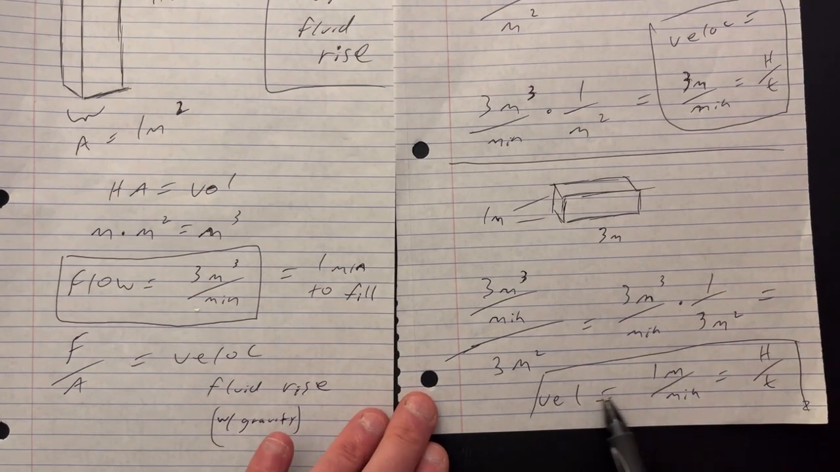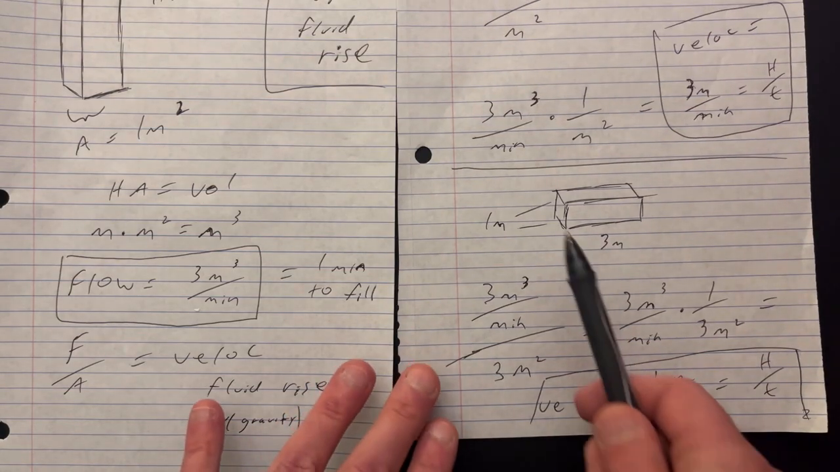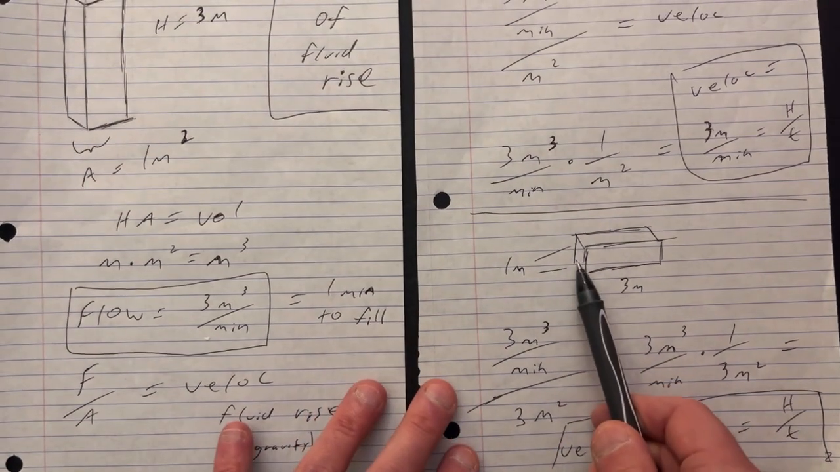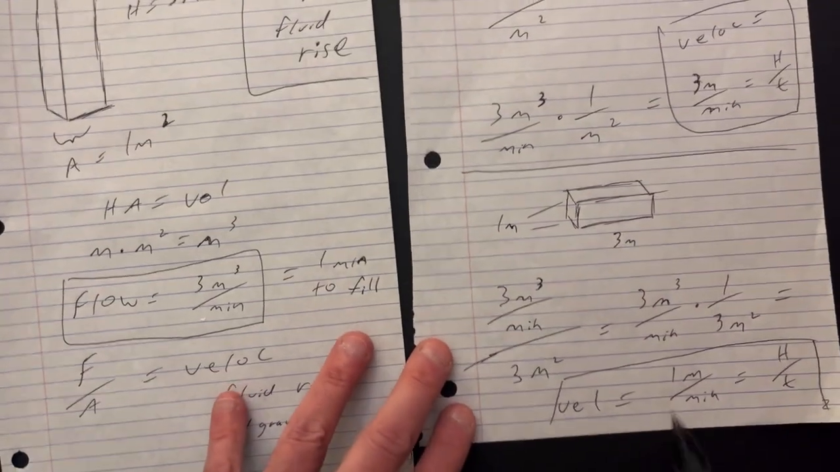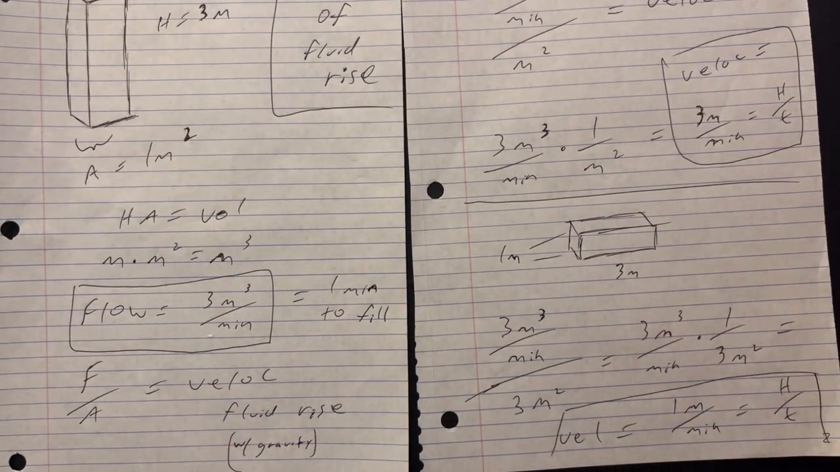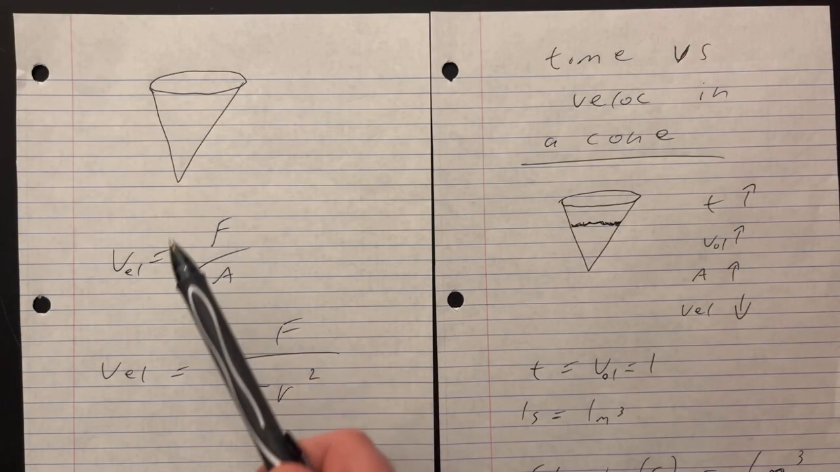Now we have a much slower velocity of 1 meter per minute. So it's the same box, but since we flipped it over, the velocity of the rise is now slower, but the box will still fill in the same amount of time. Next page. Next up, we have a cone here.